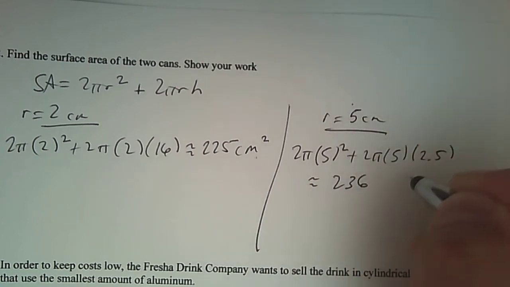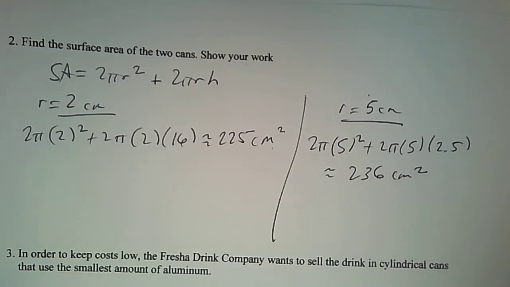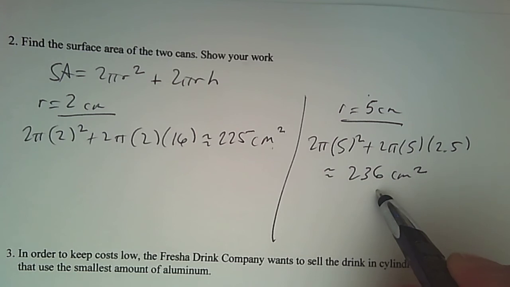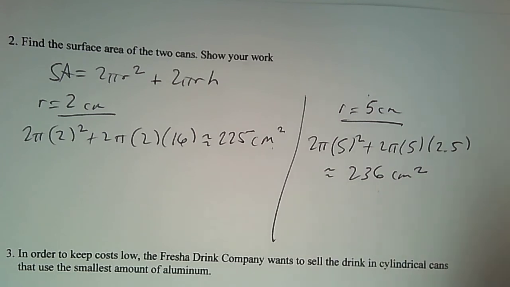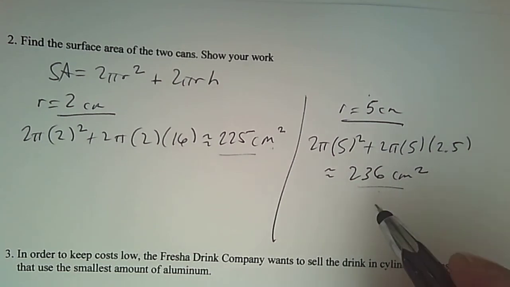So it's about 236.38, something in there, approximately. So the second one is unreasonable because it's wide and too short for a can. It also uses more material to make. Something to think about. So you can see what the surface area is for each one.